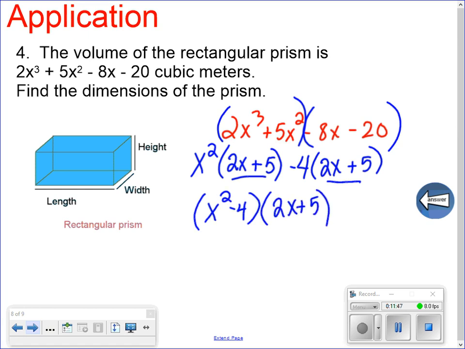And if you notice, this is a difference of squares, which we talked about in the last video. So in the difference of squares, remember that it's the square root of the first term, square root of the last term. And you're going to write that as the product of a sum and a difference. Then we have 2x plus 5. So after we factor the difference of squares, we see that our 3 dimensions are 2x plus 5, x plus 2, and x minus 2. This is how we factor perfect square trinomials.